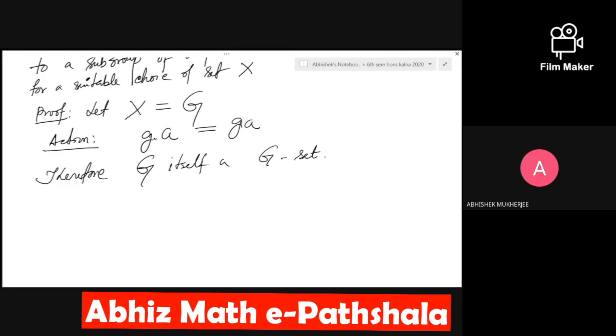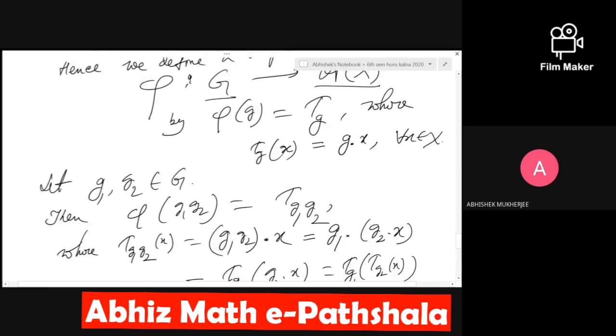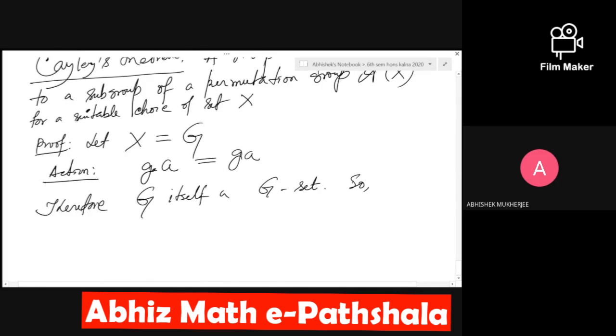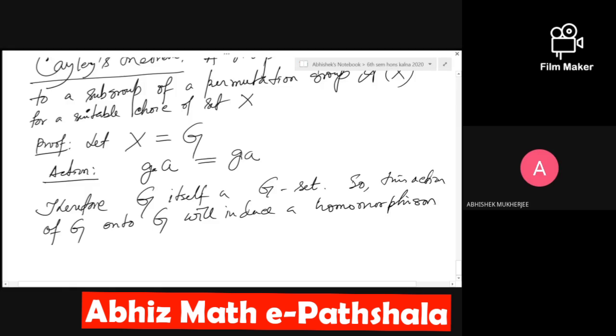So G itself is a G set. By the above theorem, since this is a left action, this action of G on X, on G, will induce a homomorphism phi from G into the permutation group of G, because we have considered the set as G. So we'll induce a homomorphism phi from G into AG.